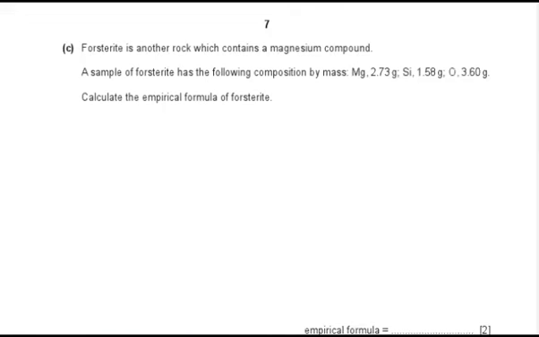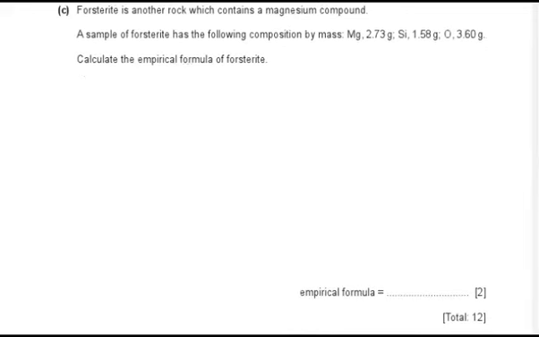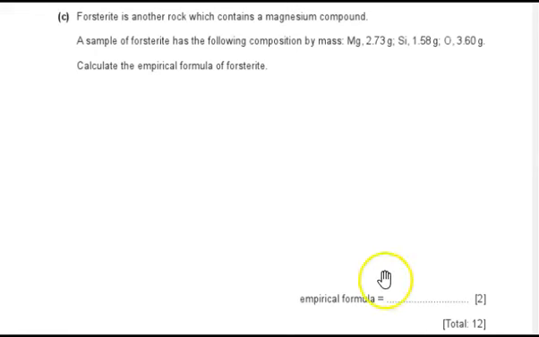Okay, let me scroll a bit up. Okay, now we have this question now. Okay, so here, as you can see, phosphorite is another rock which contains magnesium compound. A sample phosphorite has the following.